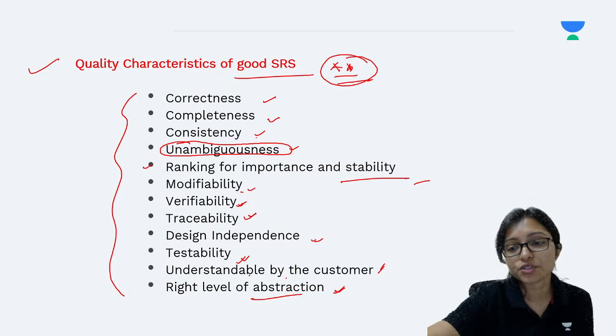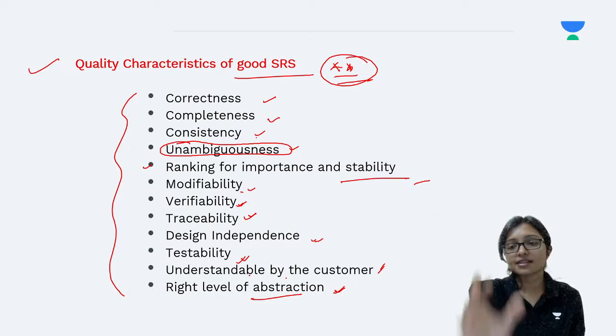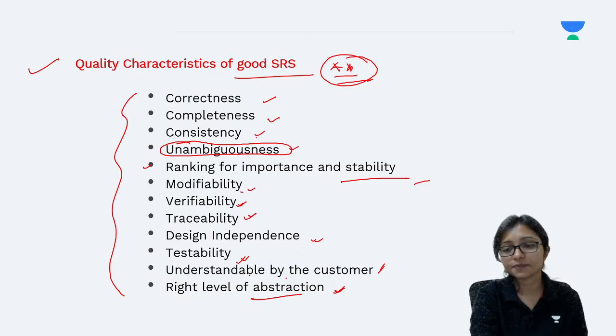Right level of abstraction means data hiding should be maintained. Everyone is accessing anything, it should not be there.